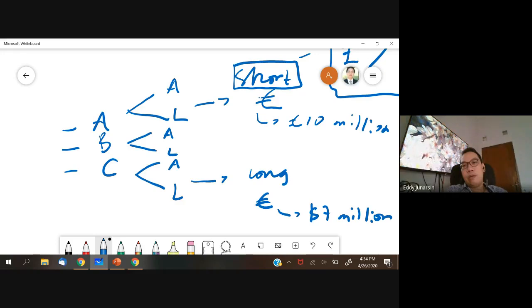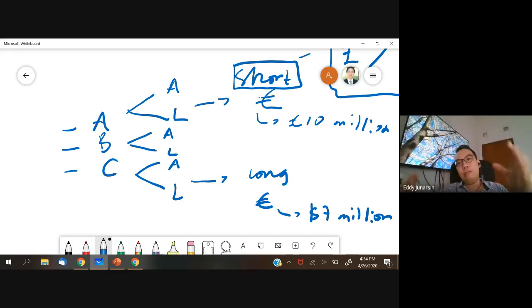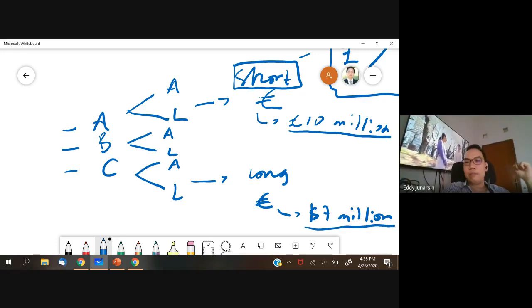If you combine, this is a small example, right? Even with a small example, you can imagine if you combine at the aggregate level, your net exposure for euro is only 3 million, right? Because you have a net short position for subsidiary A of 10 million, and a net long position for subsidiary C at 7 million. So you have remaining 3 million of short position in euro.